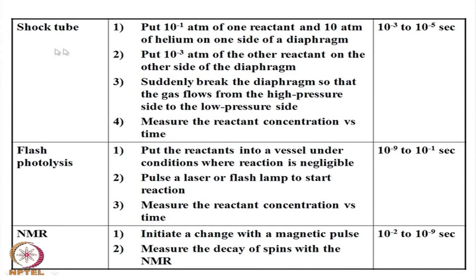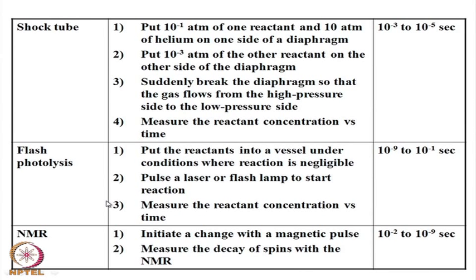Shock tube takes about 10 to the power minus 3 to 10 to the power minus 5 second. In that case put 10 to the power minus 1 atmospheric pressure of one reactant and 10 atmospheric helium on the other side of the diaphragm, and maybe 10 to the minus 3 atmospheric pressure of the other reactant. Suddenly break the diaphragm so that the gas flows from the high pressure side to the low pressure side. A huge heating, and measure the reactant concentration versus time.